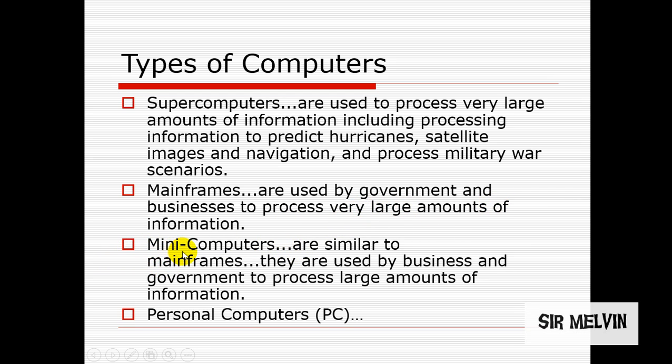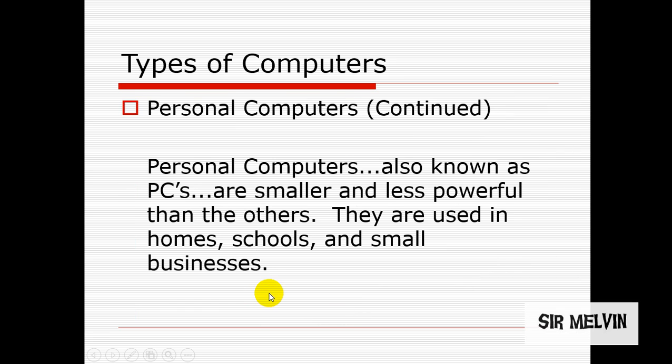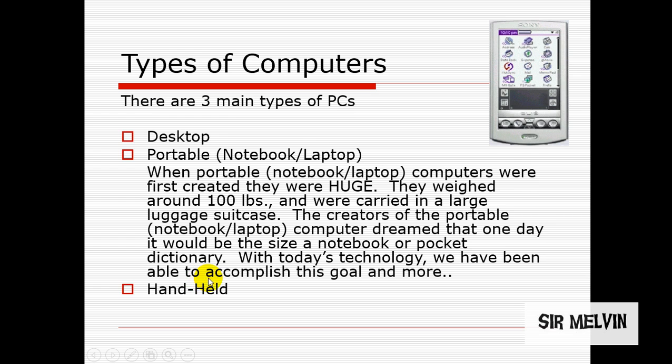The third one is the minicomputers, which are similar to mainframes. They are used by business and government to process large amounts of information. And the last one is the personal computers. Personal computers, also known as PCs, are smaller and less powerful than the others. They are used in homes, schools, and small businesses.